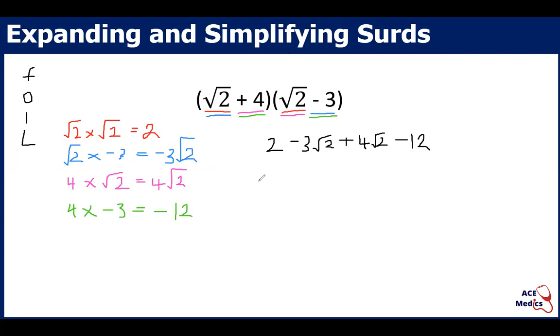And then we just need to simplify. So we can do 2 take away 12, which is minus 10. We then need to do minus 3 root 2 plus 4 root 2. So we almost imagine the root 2's, or whatever that root is, being like an x. So it's kind of like saying minus 3x plus 4x. It works in exactly the same way. So minus 3 plus 4 is 1. But obviously we can't have 1x. So we just say x, don't we? So we're just going to say root 2.